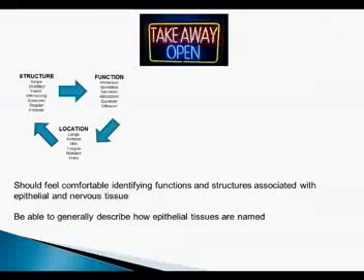So the takeaway from part 1 is start feeling comfortable with that relationship between structure, function, and location. Right? How do those things dictate each other? Right? How does something that's stratified offer more protection than something that's simple? Right? So think about how these things tie together and start building a big picture idea of what's going on. Right? You should also be able to feel pretty comfortable with identifying the functions and then the structures associated with the epithelial and nervous tissues, and being able to generally describe how epithelial tissues are named.